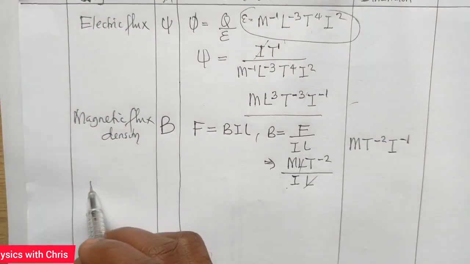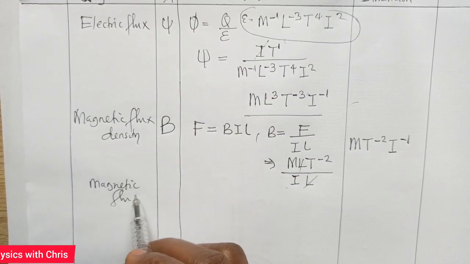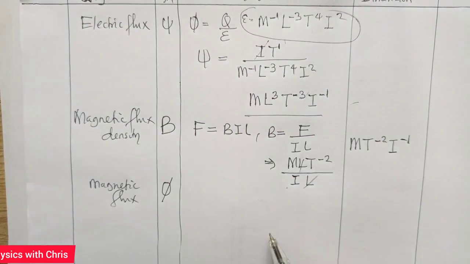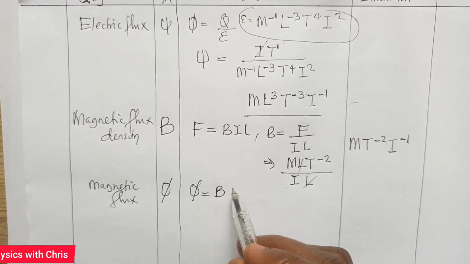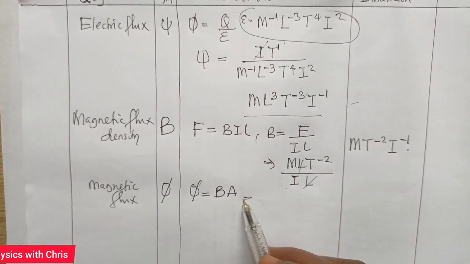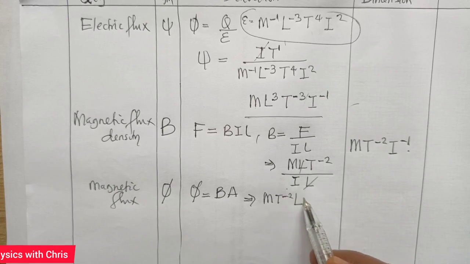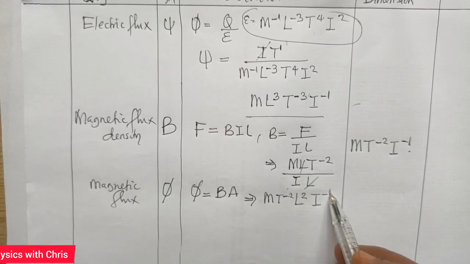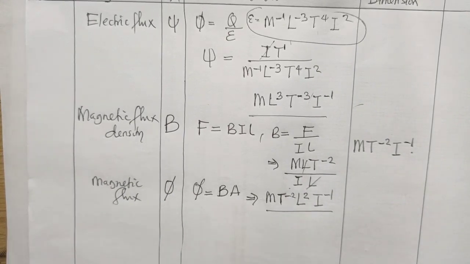You can do that for the dimension of magnetic flux. Magnetic flux is also a measurable quantity in physics. Magnetic flux is the product of magnetic flux density and area. You also multiply this by area. That gives you the dimension of magnetic flux, which is M T minus 2 L squared I minus 1. Or you can bring this before this. That gives the dimension of magnetic flux.